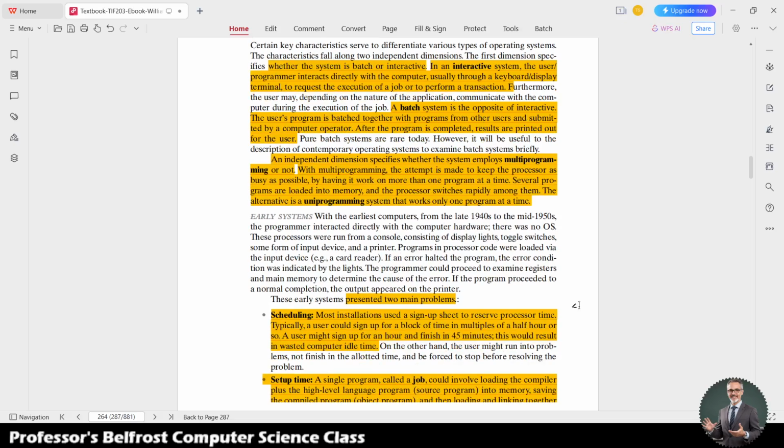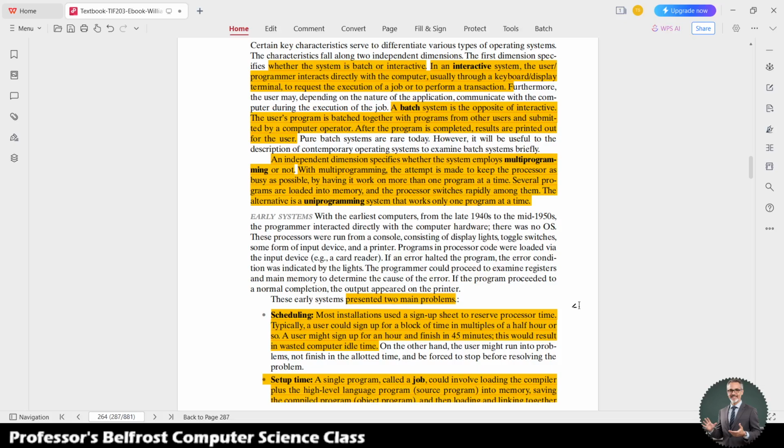There are many different dimensions that mark a characteristic to differentiate various types of operating system. The first dimension that we touch is to specify whether the system is batch or interactive. In an interactive system, the user program interacts directly with the computer, usually through a keyboard and display terminal, to request the execution of a job or to perform a transaction. Okay, and they also communicate with the computer during the execution of the job.